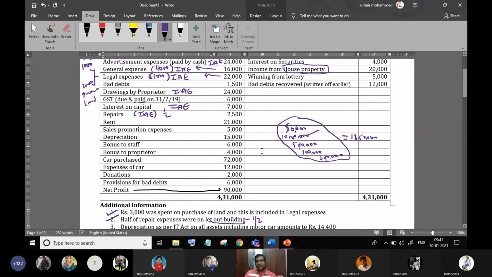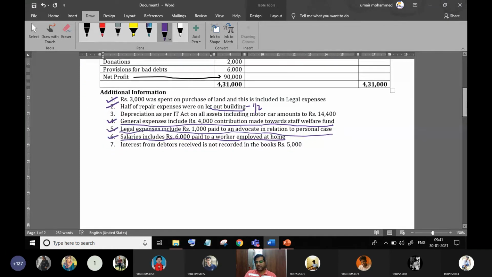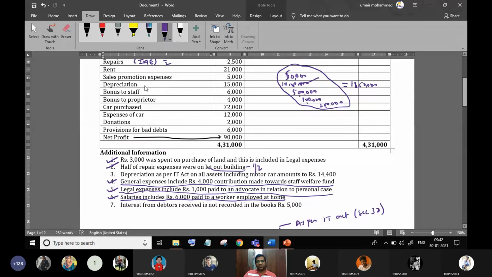Next, depreciation 15,000. Now this is where you have to pay attention, because depreciation, as I mentioned, is a common adjustment in most of the questions. So depreciation is allowed. Depreciation is a business expense, but is it as per IT? Because it is allowed only if it is as per the IT Act, and the IT Act provides rules for depreciation under section 32. So you should always see whether it is as per IT or not. But here in the profit and loss account, only the depreciation amount is given. We don't have a mention whether it is as per income tax rules or not.